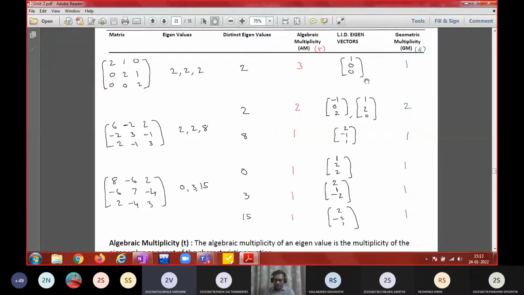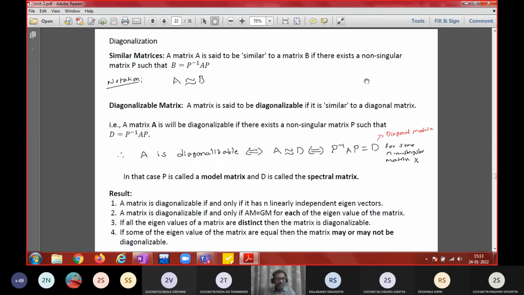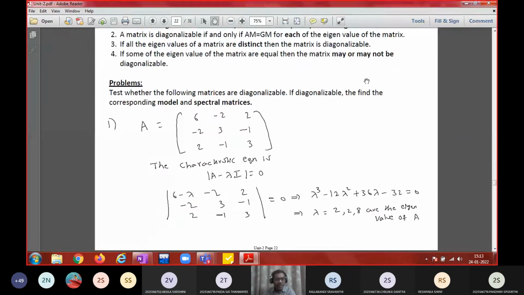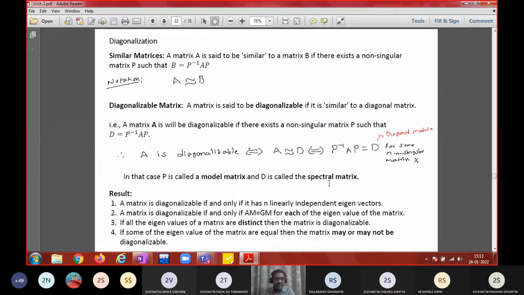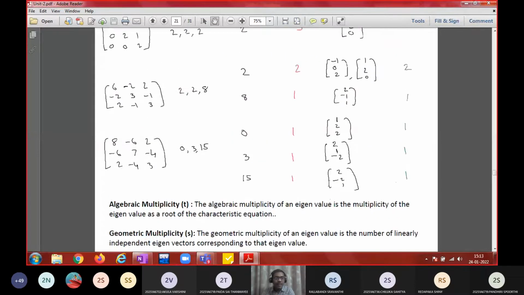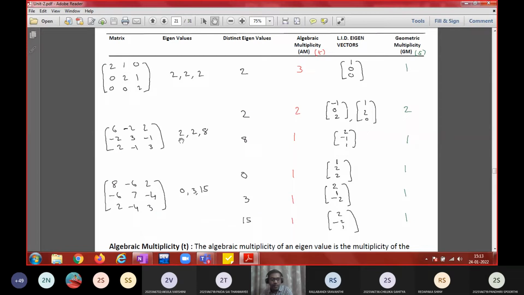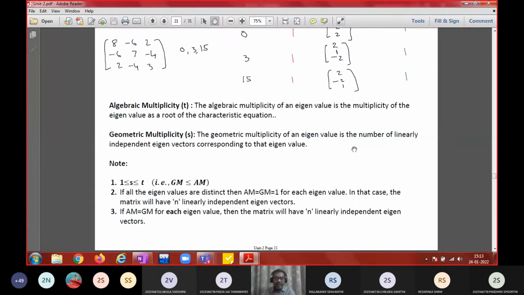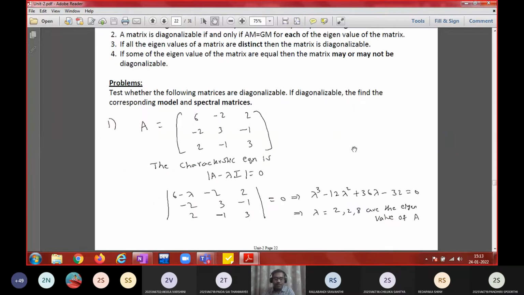Okay. Yes, sir. Now, how to diagonalize a matrix is demonstrated here. I will just quickly show you. Test whether the following matrix is diagonalizable. If diagonalizable, find the modal and spectral matrices. In this case, the eigenvalues are 2, 2, 8. I think I recollected the same matrix. Corresponding to 2, these are the eigenvectors. Corresponding to 8, this is the eigenvector. So, I wrote those things.